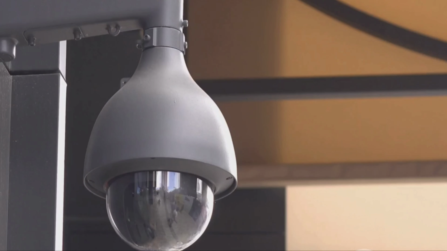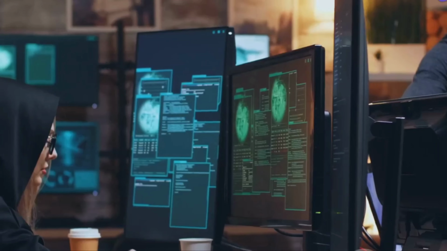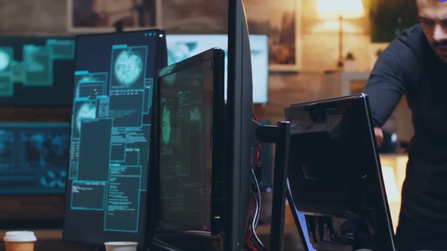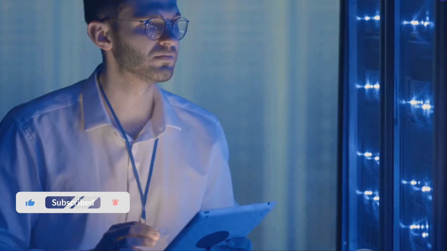Imagine a bank's security system. Ethical hackers simulate real-world attacks to find weaknesses. This helps organizations strengthen their defenses. By finding and fixing vulnerabilities, we make systems safer for everyone.